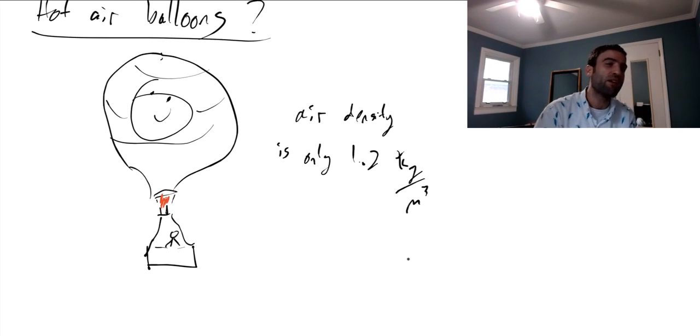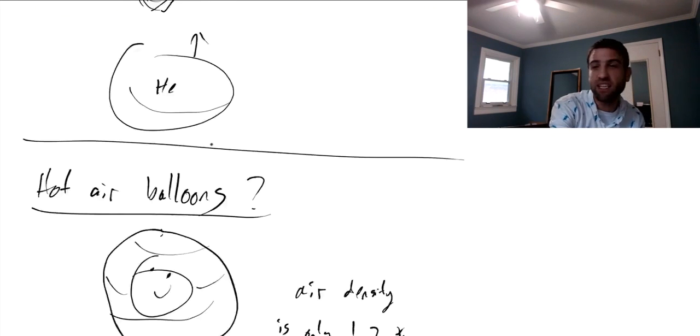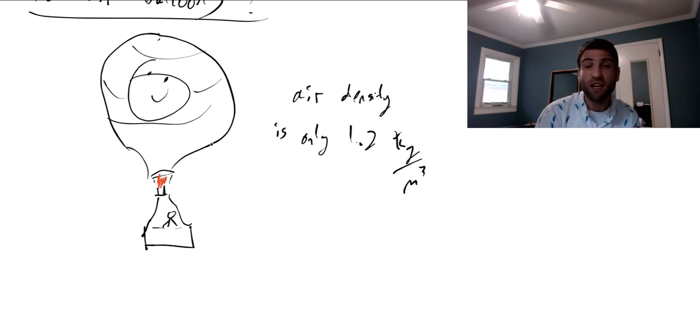So how can we get a balloon to float? One thing that we could do would be to fill a bag with a lighter substance, like helium, right? The other thing that we can do is fill the bag with a less dense version of the same substance, right? And that's what's going on here.